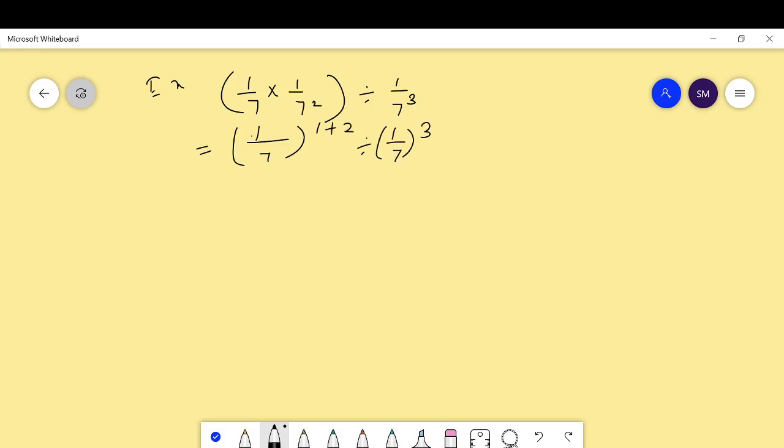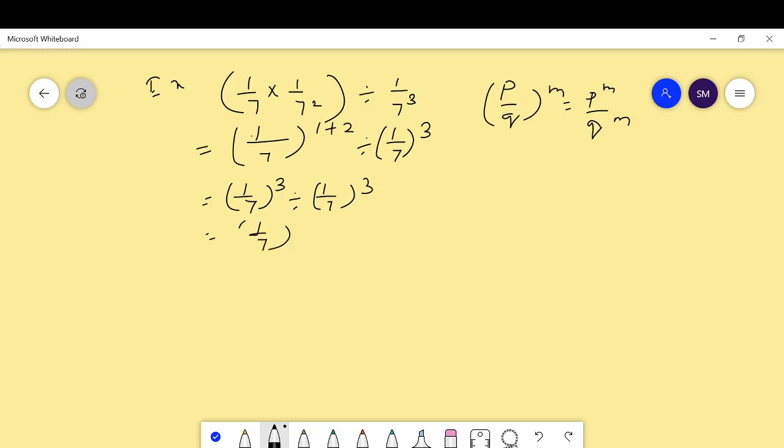This can be written in this form because I have already told you p upon q to the power m is equal to p to the power m upon q to the power m. Then here you get 1 upon 7 to the power 3 divide 1 upon 7 to the power 3. In case of division, the exponents get subtracted. Then 3 minus 3 is equal to 0. 1 upon 7 to the power 0 means the answer is 1.